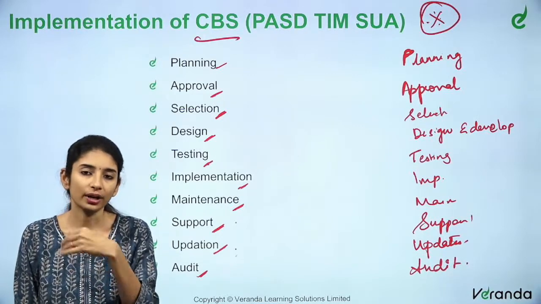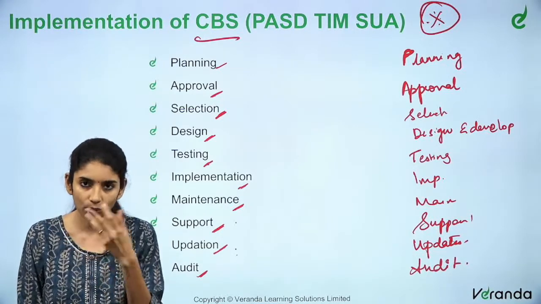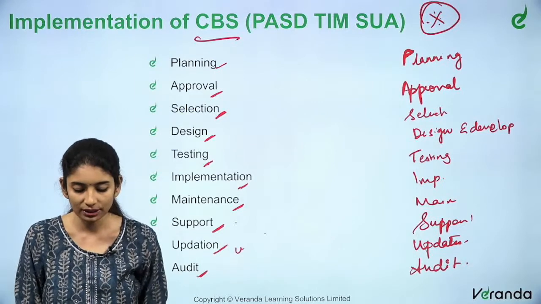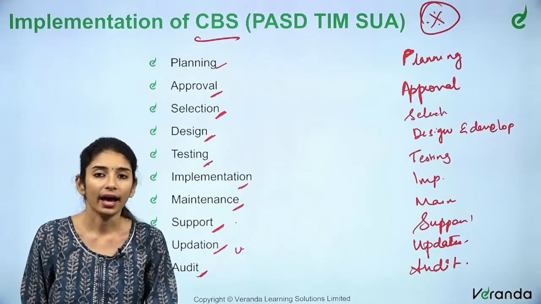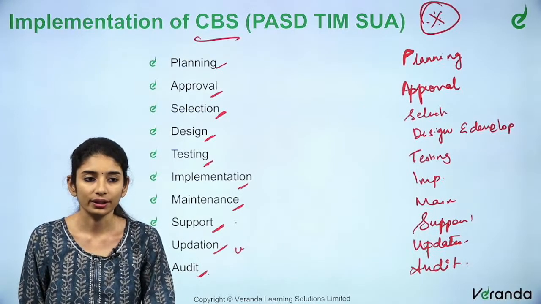For example, you cannot give loans beyond a certain amount. Whatever these business functions are, I need to update that in the system. And finally, get all of this audited. Clear?